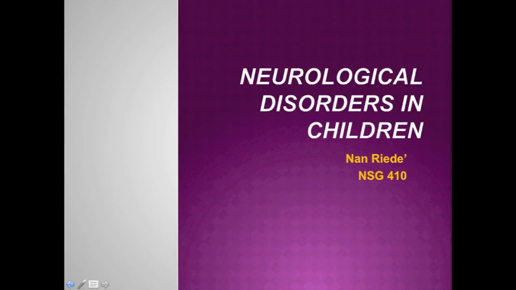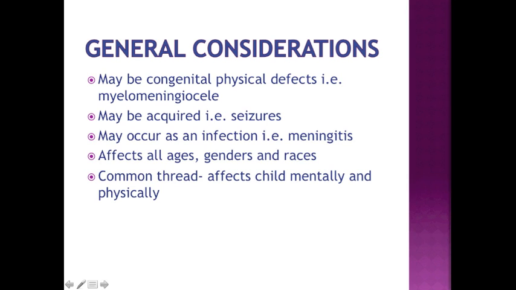Okay, today's topic is neurological disorders in children. Generally speaking, with neurologic disorders, they can be either congenital physical defects, such as you see with spina bifida or myelomeningocele, or they may be acquired problems, such as we see with seizures. Also, they may occur secondary to infections, such as meningitis.